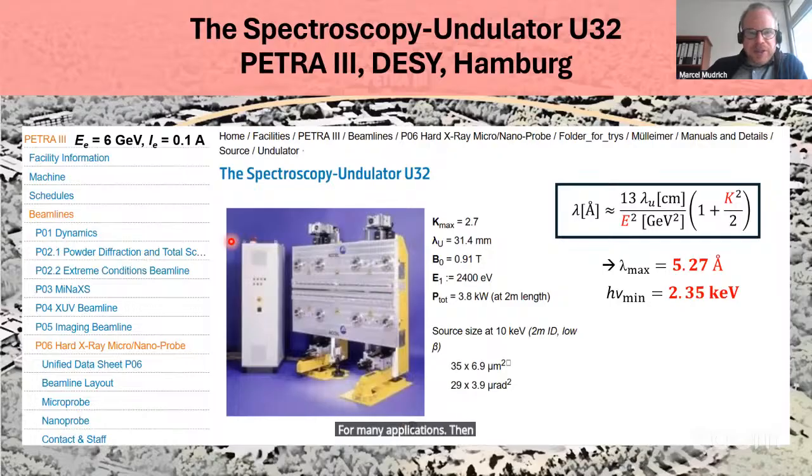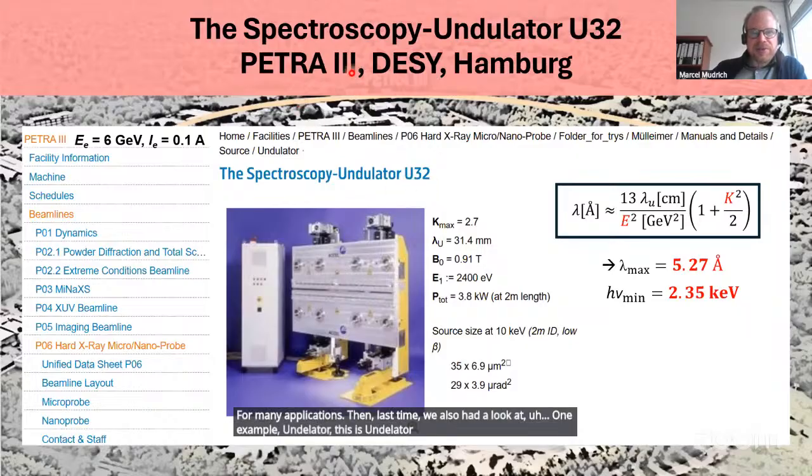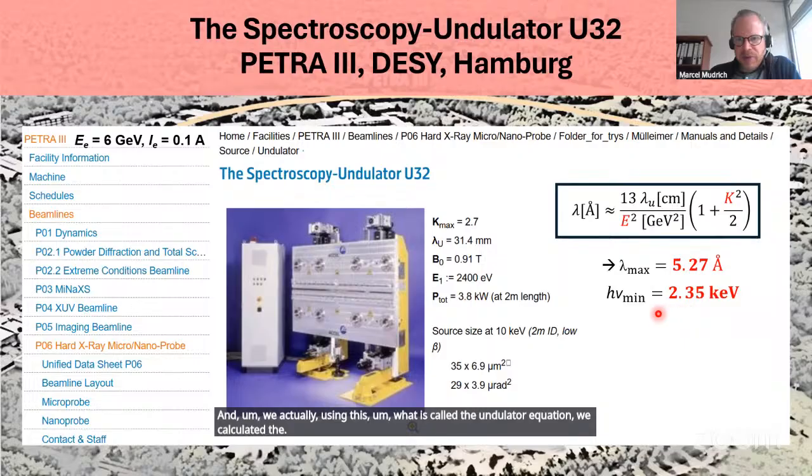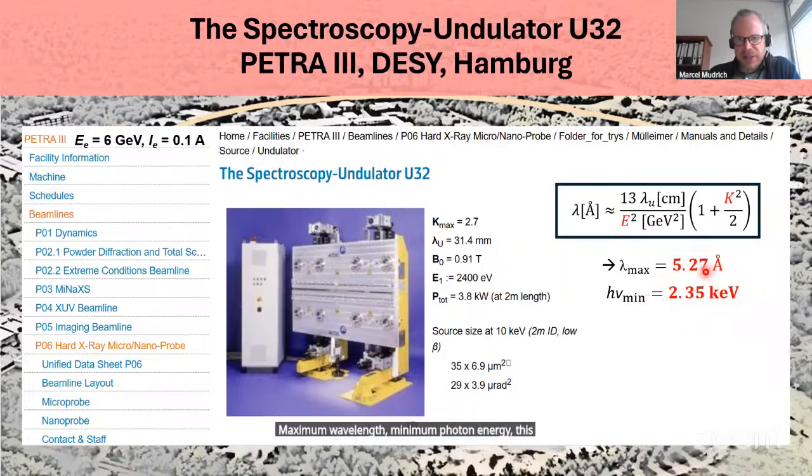Then last time we also had a look at one example undulator. This is undulator 32 of Petra 3. That's a very large storage ring at DESY in Hamburg. And using what is called the undulator equation, we calculated the maximum wavelength, minimum photon energy. This is in the angstrom range and kilo electron volt energies.